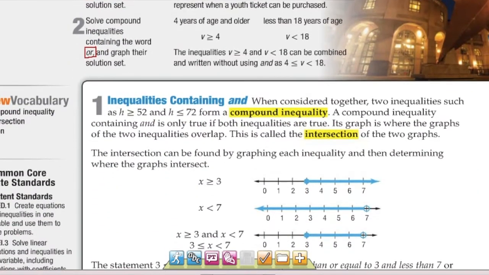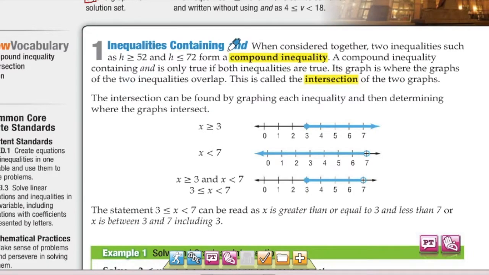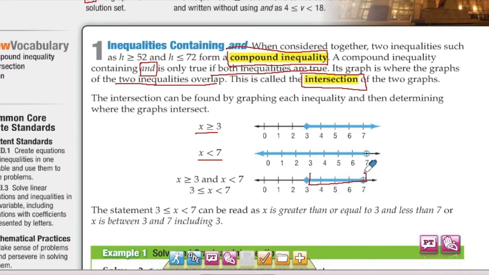The first vocabulary word is compound inequality. Make sure to write down that definition. A compound inequality containing and is only true if both inequalities are true. And then on a graph of a compound inequality, where the two inequalities overlap is called the intersection of the two graphs. What you can do to graph a compound inequality is to graph each one separately and then determine where they overlap. In this case, this is the intersection right here.